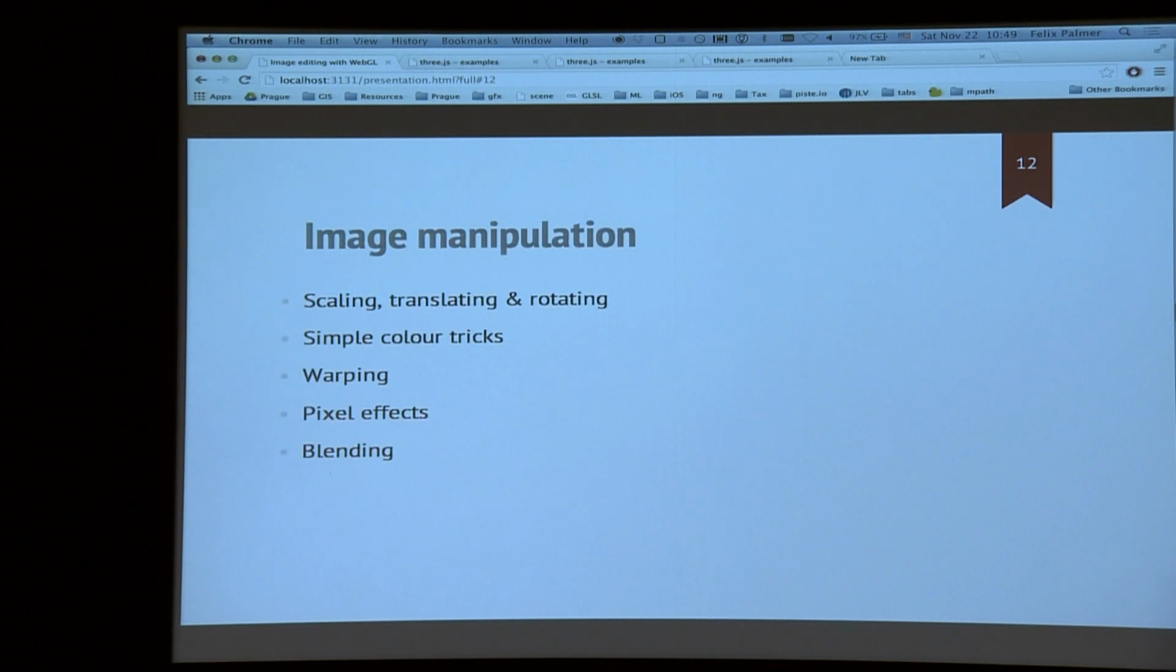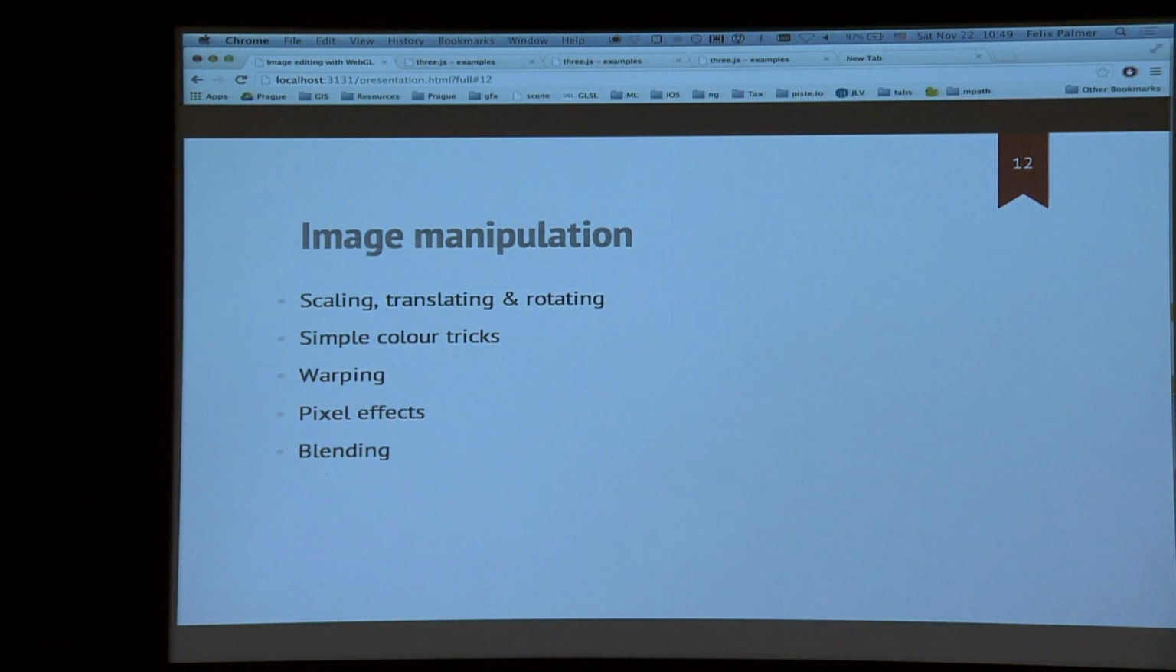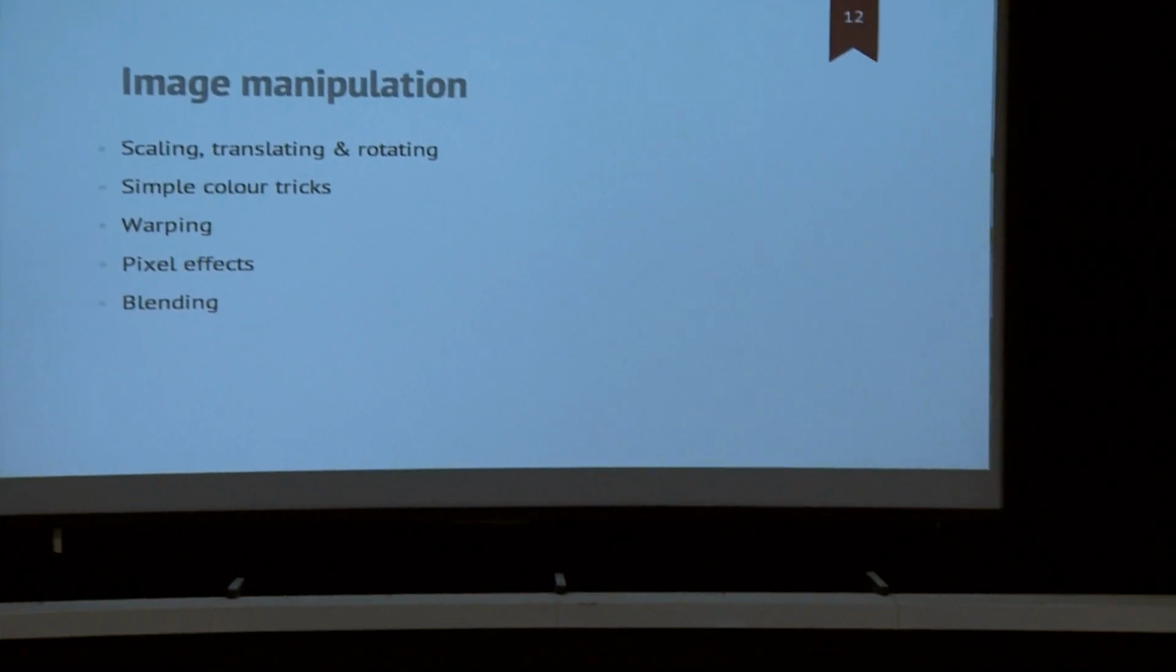Okay, so hopefully that gives you an idea of the basics of loading up an image in WebGL and showing it onto the screen. Now I'm going to get more into actual image manipulation techniques. What is it that we can do on the graphics card to do all these techniques that you might know from image editing programs like Photoshop or something similar? The first thing I'm going to look at is scaling, translating, and rotating. Then I'm going to look at some simple color tricks. After that, I'm going to do some image warping, then some pixel effects, and then a little bit of blending.